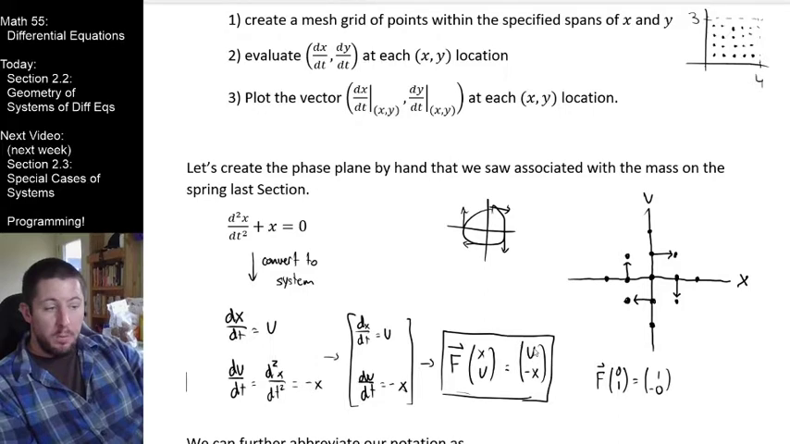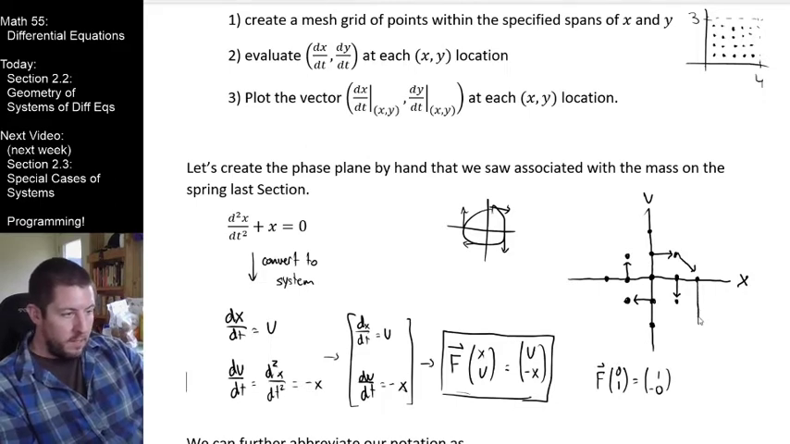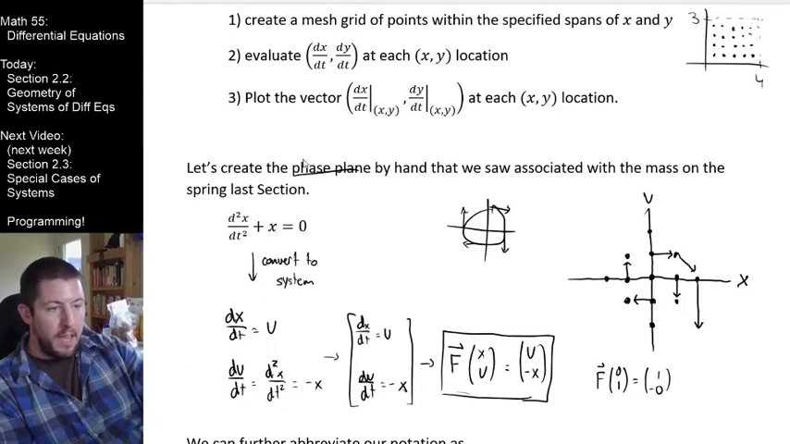Our other ones right here, now if I'm at 1, 1, if x is 1 and v is 1, then I should be getting out 1, negative 1. That says go right 1 and down 1. I'm going to go right 1, and I'm going to go down 1, and that should be giving me a vector that's going in this direction here. If I am at 2, 0, 2, 0 will tell me 0, negative 2. Now notice the important thing here. 0, negative 2 really tells me that this vector should be 2 units long.